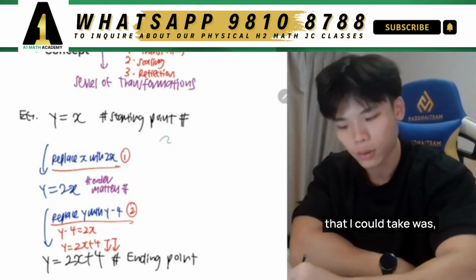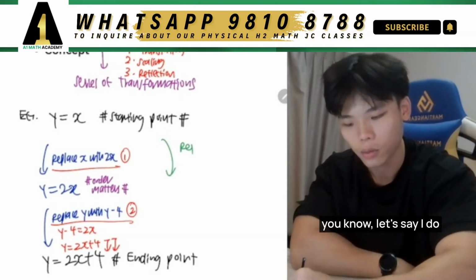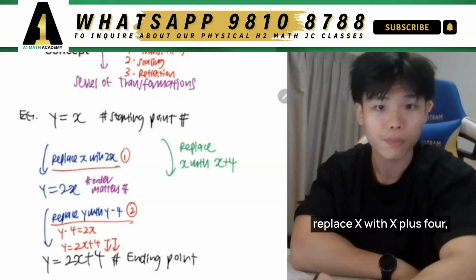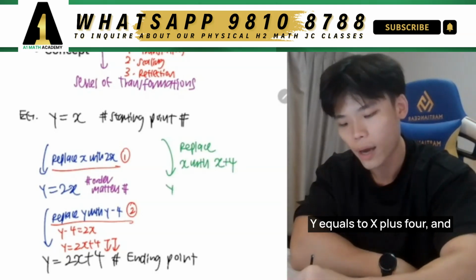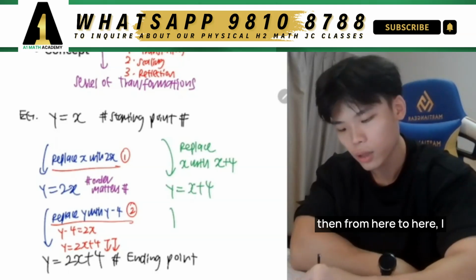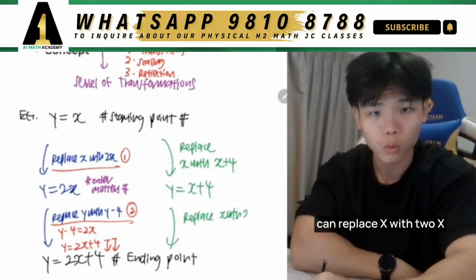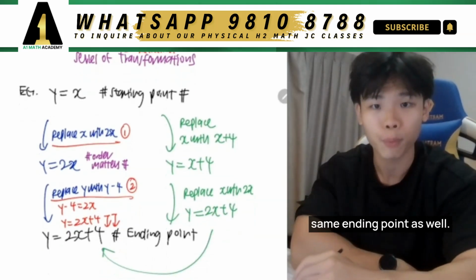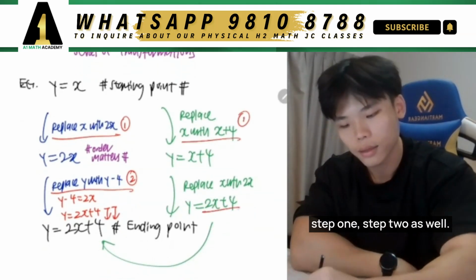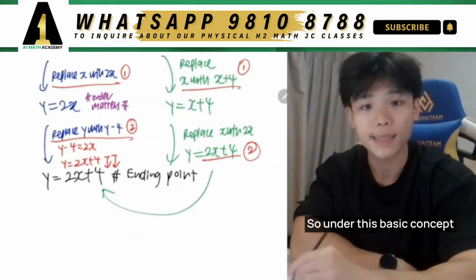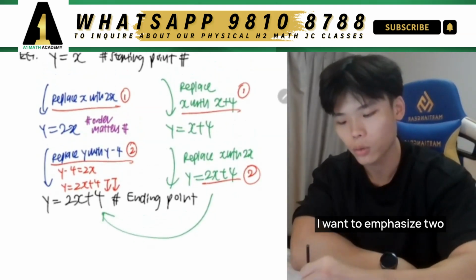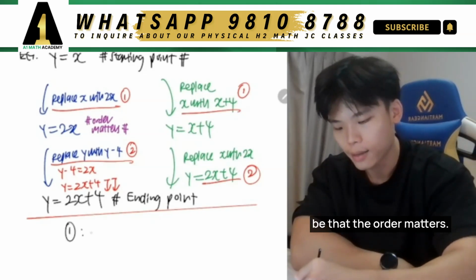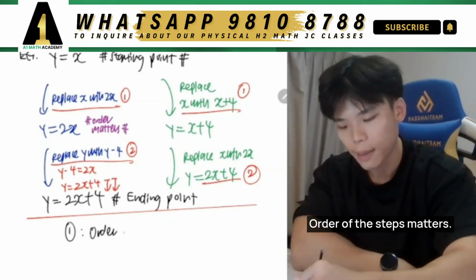Another possible route is that I replace x with x plus 4. It's also possible, and then I will end up with y equals x plus 4. And then from here, I can replace x with 2x. In the end, I end up with y equals 2x plus 4, which is the same ending point as well. This one would also be step 1, step 2. Under this basic concept of composite transformations, I want to emphasize two main lessons. The first main lesson is that the order of the steps matters.